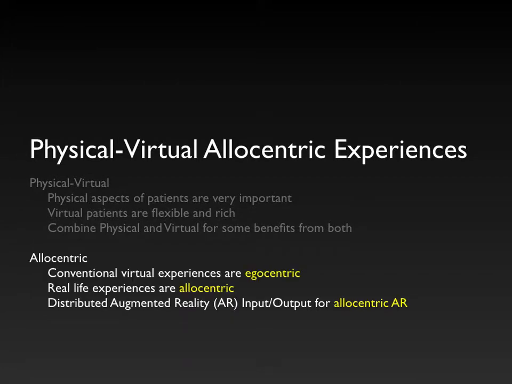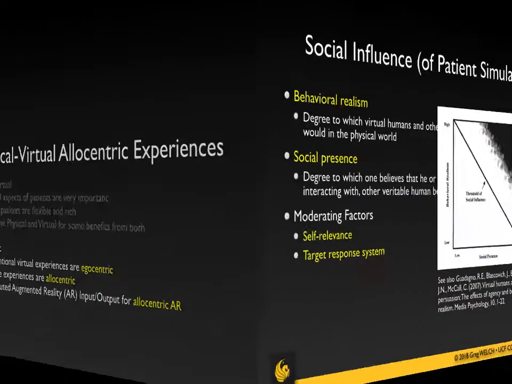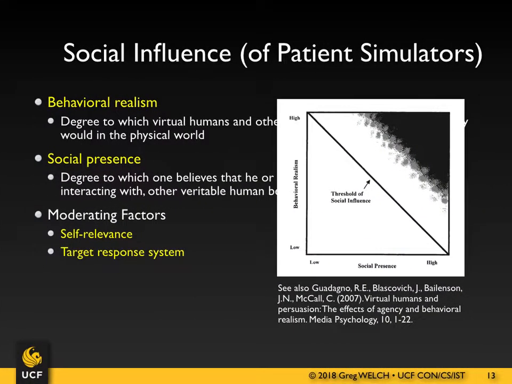So now I'd like to talk about the second aspect of the vision, which is the allocentric aspect. To begin with, I want to mention the notion of social influence. This is a concept in social psychology which has to do with how much the other being is able to influence us. So in this case, we would talk about the patient.